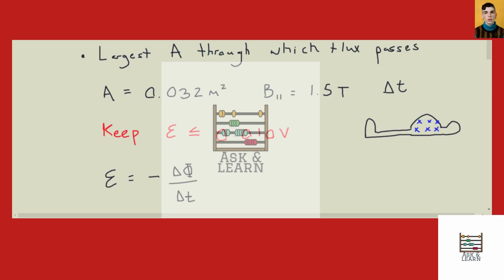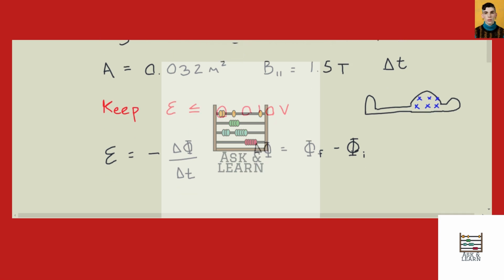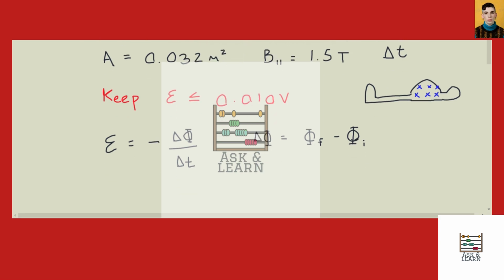And the change in flux for us is just going to be the final flux minus the initial flux. Where the magnetic flux is usually written for a uniform constant magnetic field as B times A times the cosine of the angle between the magnetic field and the surface normal. But in our case, that angle is 0, and the cosine of 0 is 1. So we just have B times A.